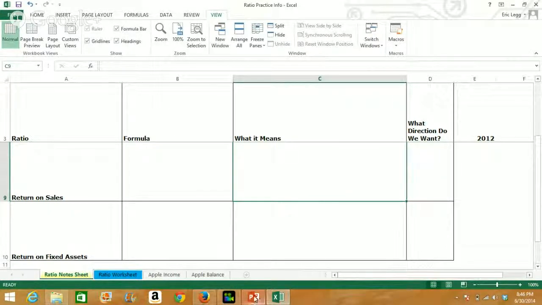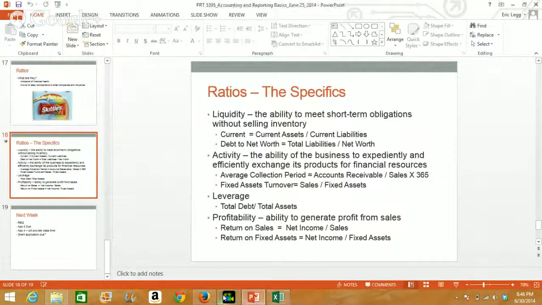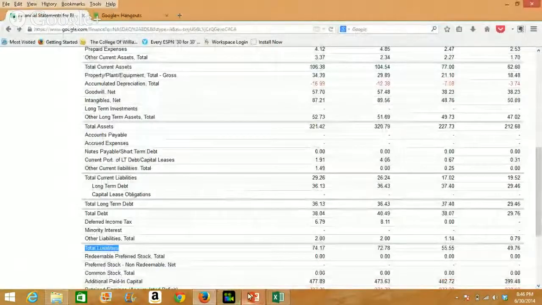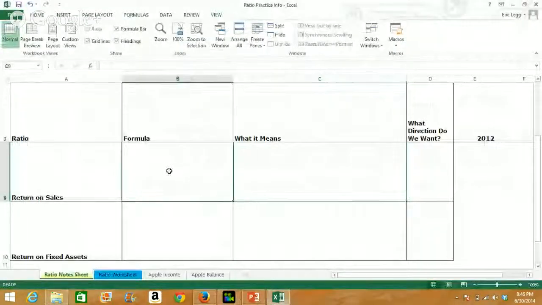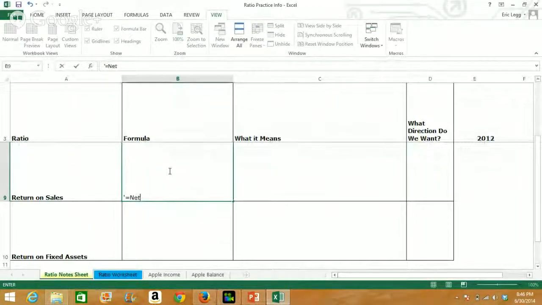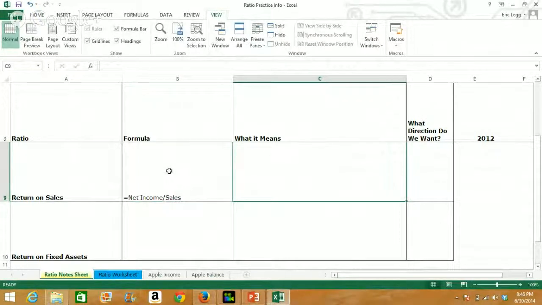Return on sales, the formula is net income, which is also profit. Same word. Net income divided by sales. What this is telling us is basically how much profit each sale generates. What's our profit margin? It's a profit margin. So again, you can kind of guess here. We want this to be higher. We want it to go up. We want it to move up.